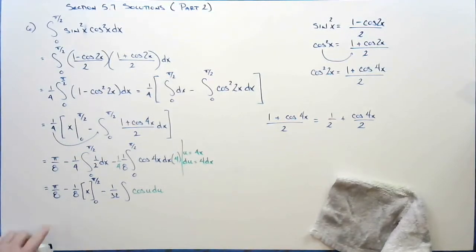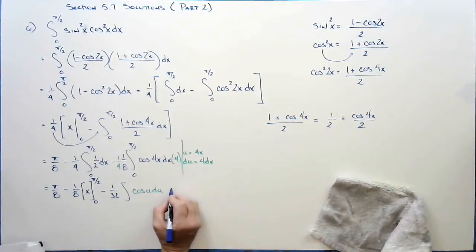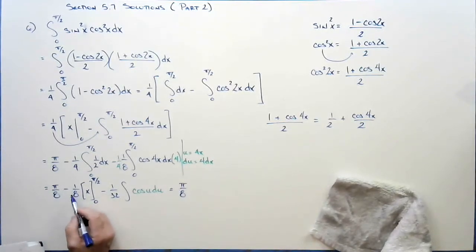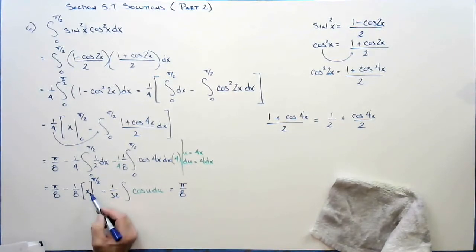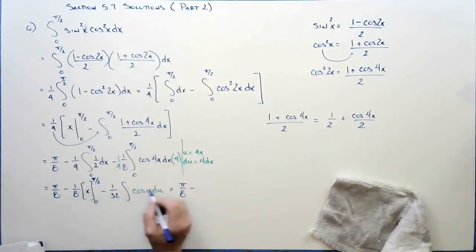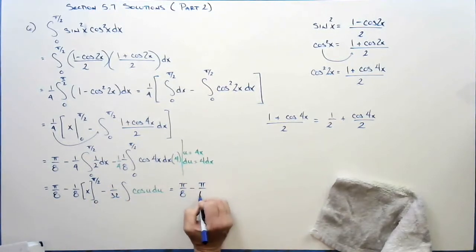Here we're going to have pi over 8, all right? Just work it out over here and save ourselves some room. We're going to have pi over 8, that's from here. This is minus, we're going to plug pi over 2 in here, and then we're going to plug in 0. When we plug in 0, we get 0. When we plug in pi over 2, we get pi over 2. So that's going to be minus pi over 2 times an 8 is pi over 16.